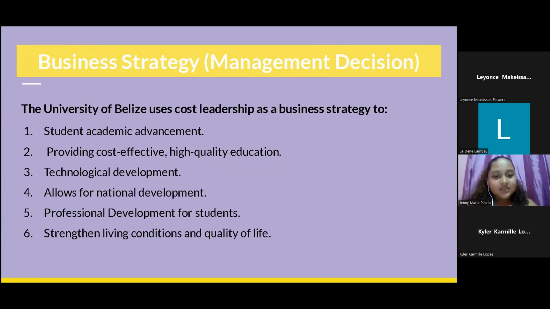So the business strategy or the management decision. In the University of Belize, they use cost leadership as a business strategy. So, 1, student academic advancement. 2, providing cost-effective and high-quality education. 3, it has technological development. 4, it allows for national development. And 5, professional development for students. Lastly, 6, it helps strengthen living conditions and quality of life.